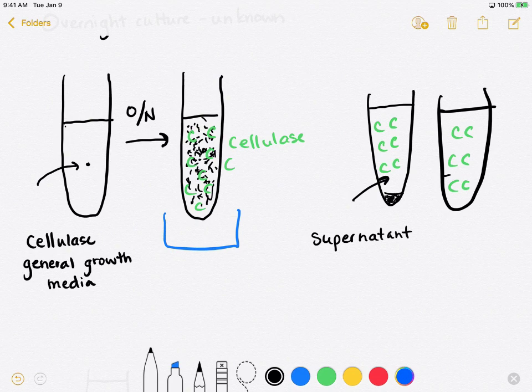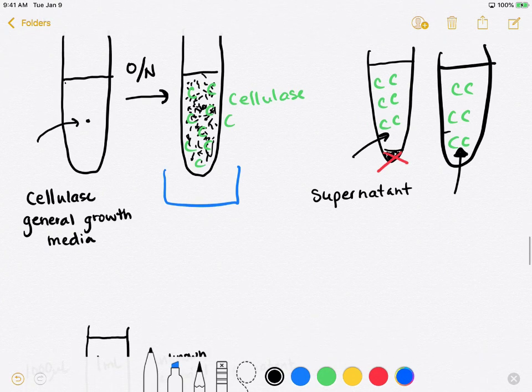The supernatant is the liquid that the bacteria was growing in. However, it is not the actual bacteria themselves. What we wanted to do in the third part of the experiment in Unit 9 was to look at this supernatant, this growth media that you had been growing up, to see how active that cellulase enzyme was that had been produced by your unknown bacteria.